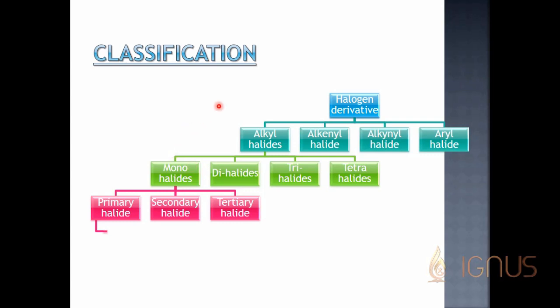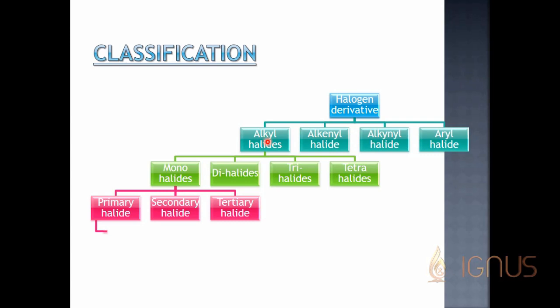Let us discuss the classification of halogen derivatives, and they are classified as alkyl halides, alkenyl halides, alkynyl halides and aryl halides. What is meant by alkyl halides? These are the halogen derivatives with no double bonds or triple bonds, and alkenyl halides are the halogen derivatives with a double bond, and alkynyl halides with a triple bond, and aryl halides will be having a benzene ring.